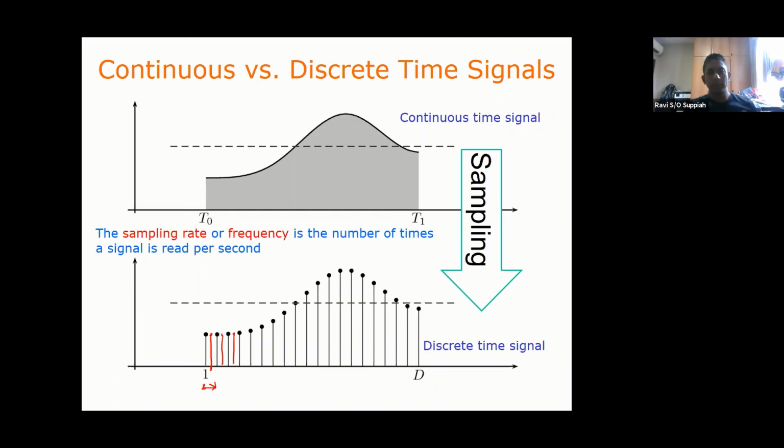When you're building systems, it's always a trade-off between how much data I want to deal with compared to how well I want to be able to reconstruct the signal.